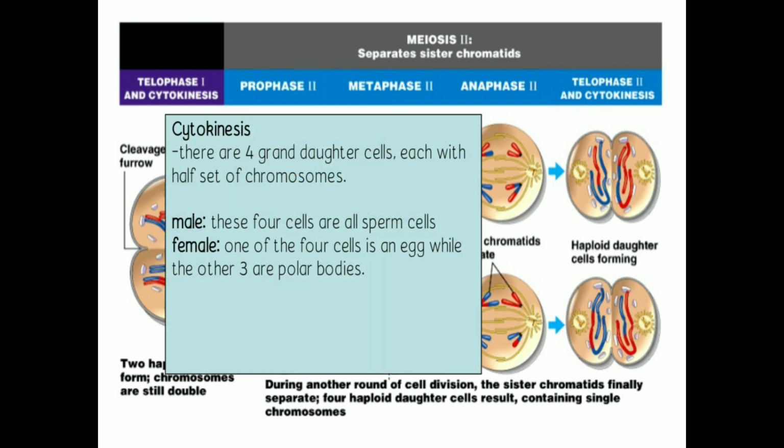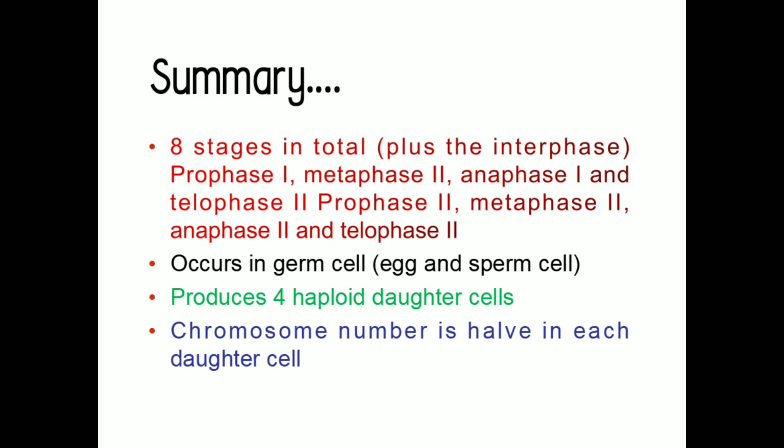During cytokinesis, there are four granddaughter cells, each with a half set of chromosomes. In males, these four cells are all sperm cells, and in females, one of the four cells is an egg cell, while the other three are the polar bodies. To sum it up, meiosis has 8 stages in total, plus the interphase in meiosis 1.